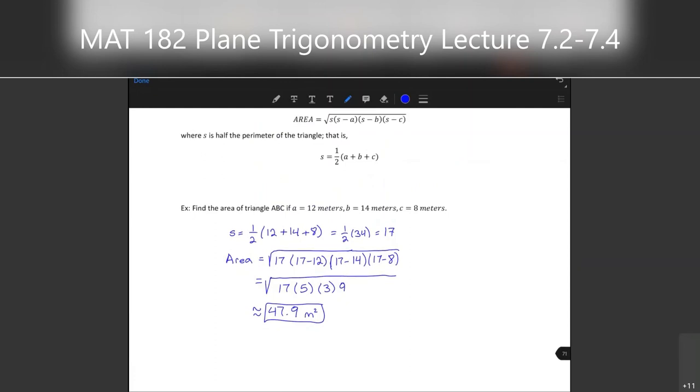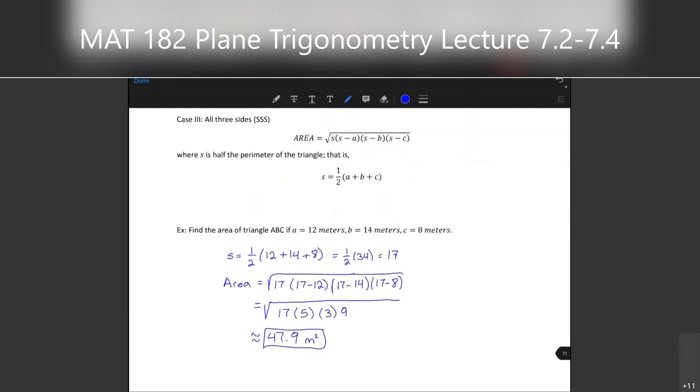All right, so that is the wrap up for chapter 7. So we have those three triangle area methods. We worked with the law of cosines and with the law of sines. So three big topics in that chapter. Again, law of sines was first. Then we have law of cosines, then area of triangles.